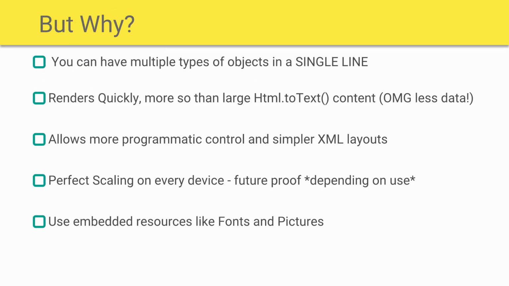So, but why? Why do I need it, right? You can have multiple objects in a single line. Just like what we were showing in the Twitter example up there, you can have clickable objects, URL objects. You can have things that can be traversed via text-to-speech. Twitter and the Uber apps are fantastic at that. But it's also nice because you can keep it all together in just one object that can be set programmatically. It renders quickly. It renders fast. In fact, much more so than a lot of larger HTML.toText.